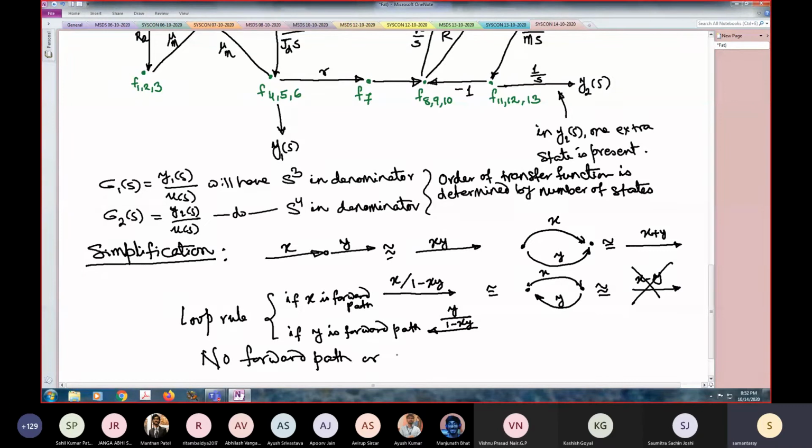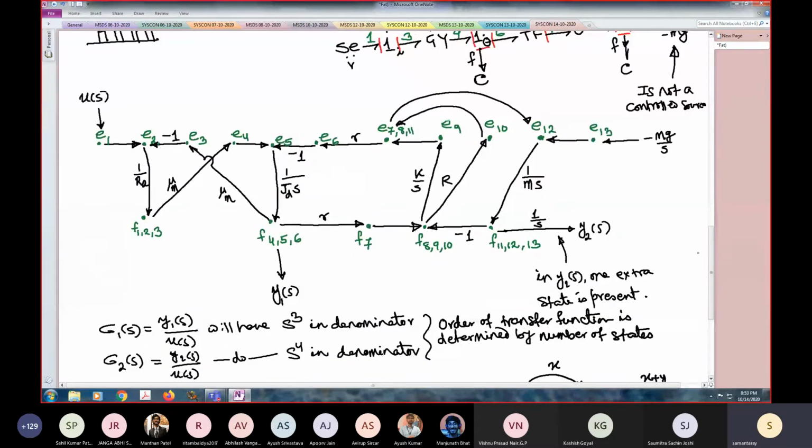Or output node should be removed. You should not remove any forward path. Forward path must remain. So what is that forward path? Forward path is how to go from this US to YS. How to go from this US to YS?